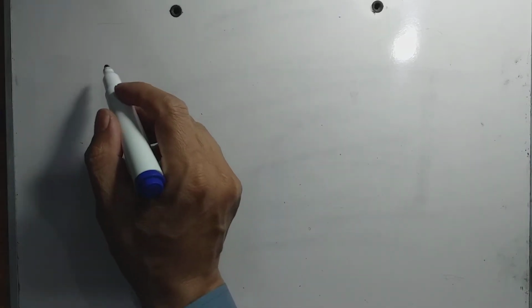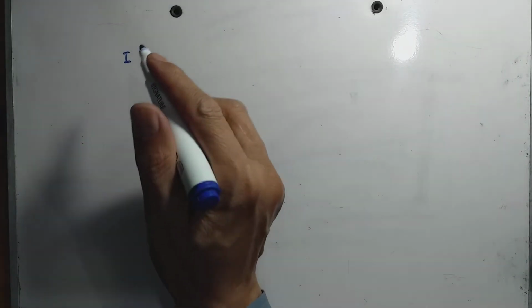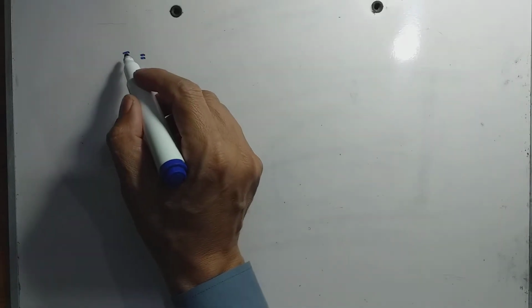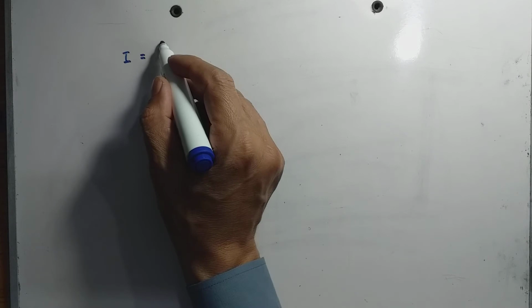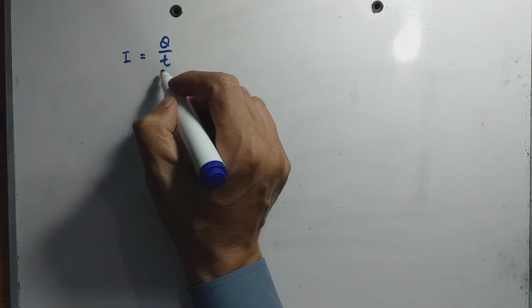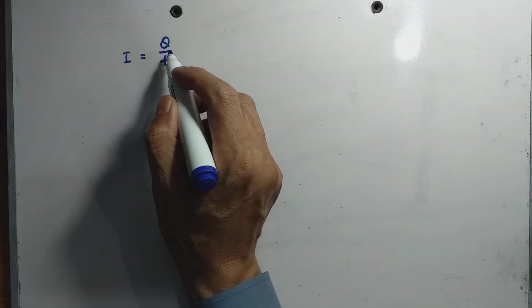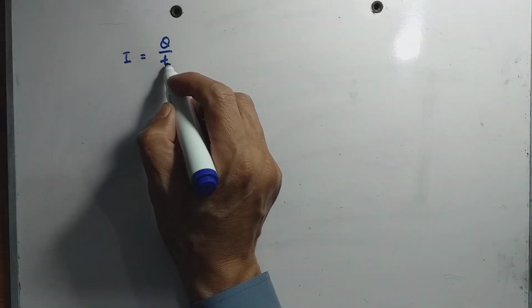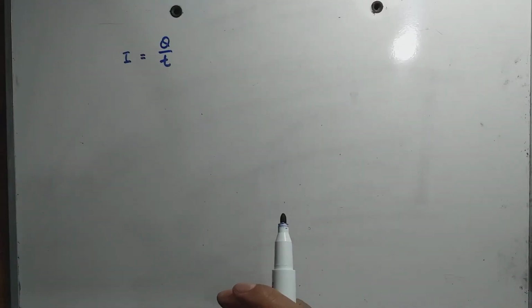We use the symbol I for current, Q for charge, and T for time. So according to that definition, the mathematical expression for the current becomes I is equal to Q upon T, meaning the rate of flow of charges. So I is equal to Q upon T means coulomb per second. That will be the unit for the electric current.